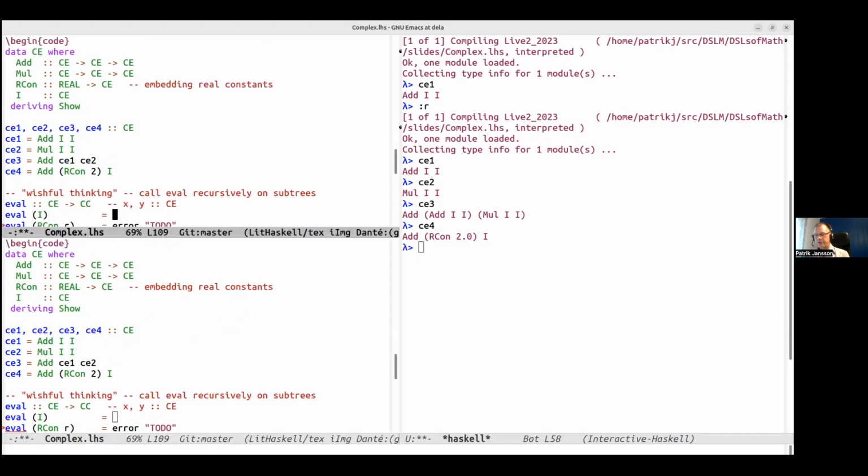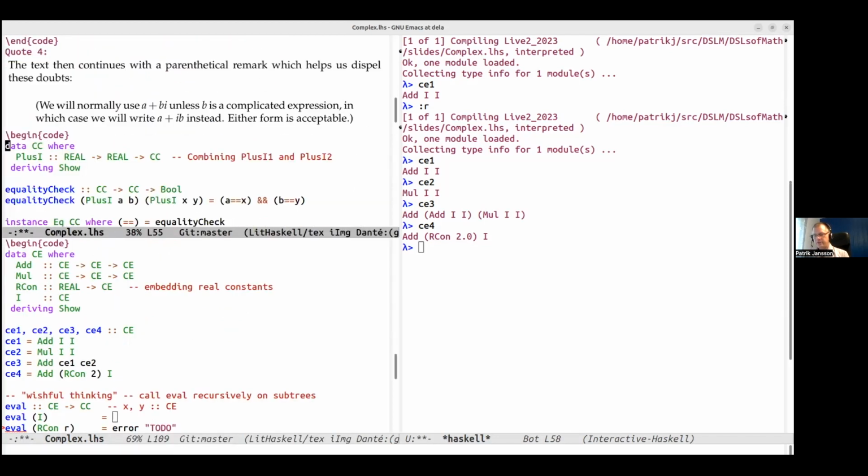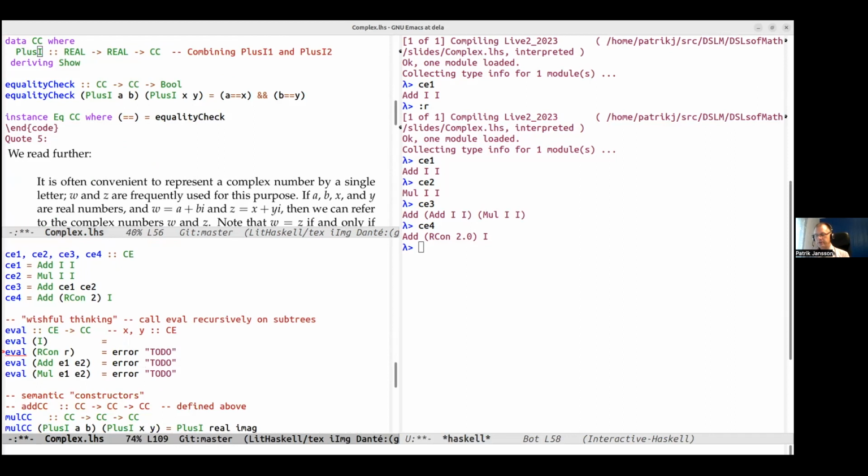Well, I will split the screen here. I will search for data CC. So we can see that CC has one constructor plus I. So the answer here must be plus I something something, question mark, question mark. So the real part and the imaginary part as real numbers. So 0 and 1.